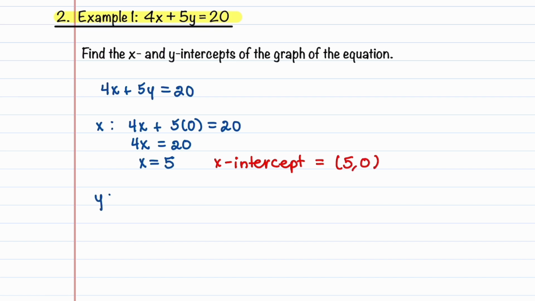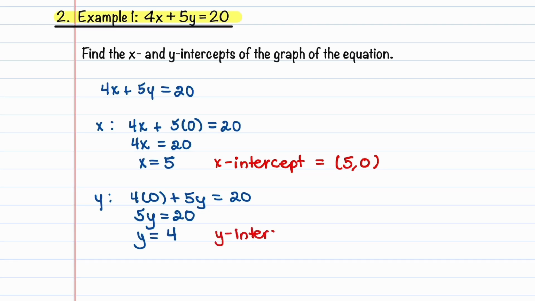Let's now find the y-intercept. To find the y-intercept, we're going to let x equal 0. So if we look up in our equation, wherever we have an x, we're going to plug in a 0. And then we have plus 5y is equal to 20. This gives us 5y is equal to 20. And if we divide both sides of the equation by 5, we end up with y is equal to 4. So we can write down that our y-intercept is equal to 0, 4. Let's now look at a few more examples.